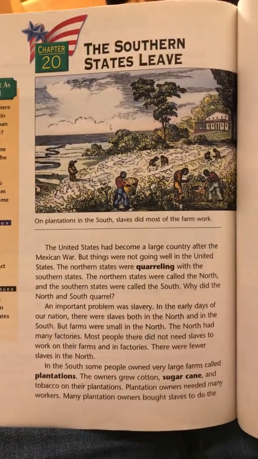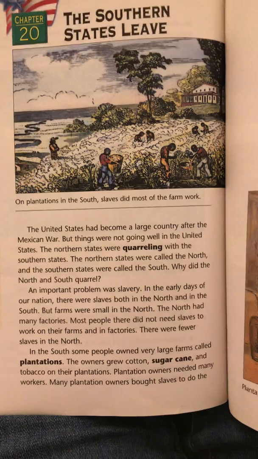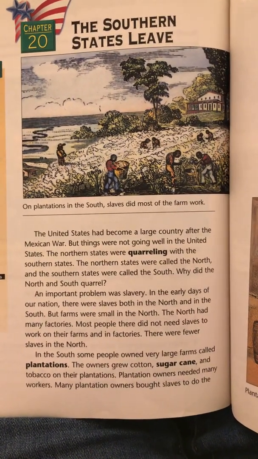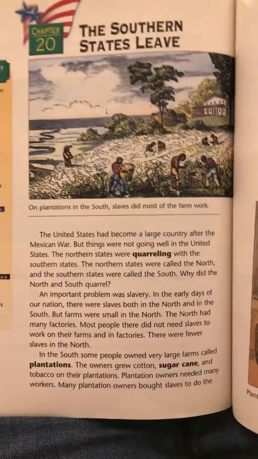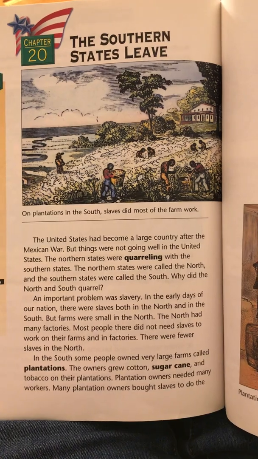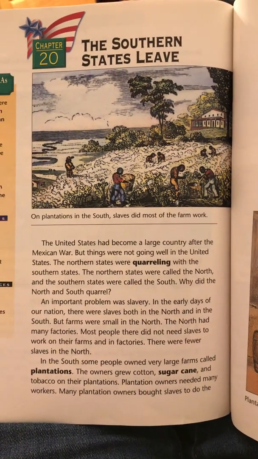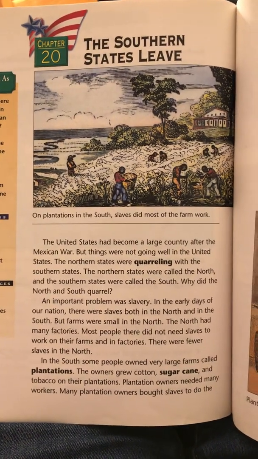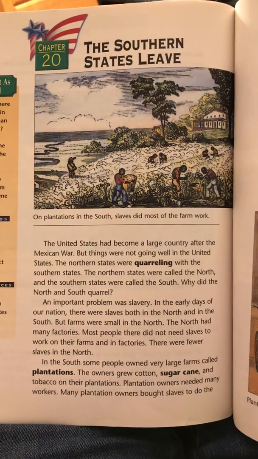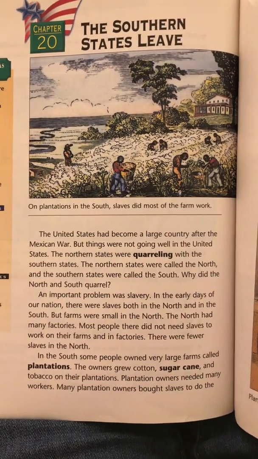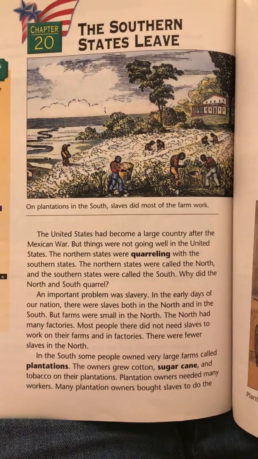All right, so the United States had become a large country after the Mexican War. But things were not going well in the United States. The northern states were quarreling with the southern states. The northern states were called the North. And the southern states were called the South. Well, that's just brilliant. Right. Why did the North and South quarrel? An important problem was slavery.